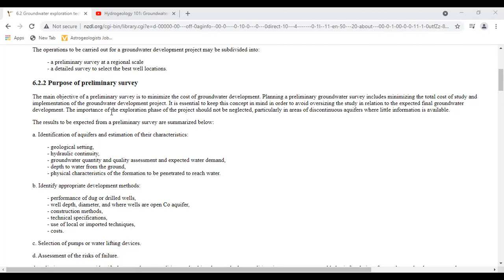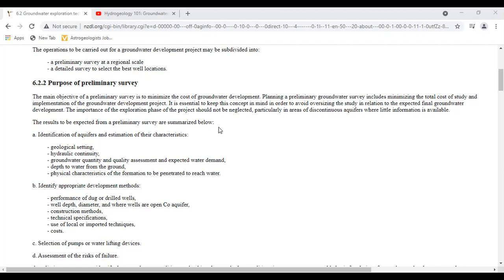The results to be expected from a preliminary survey are summarized below. A. Identification of aquifers and estimation of their characteristics. That is, first we have to check the geological settings, hydraulic continuity, groundwater quantity and quality assessment, expected water demand, depth to water from the ground, and physical characteristics of the formation to be penetrated to reach water. I will explain here, guys.